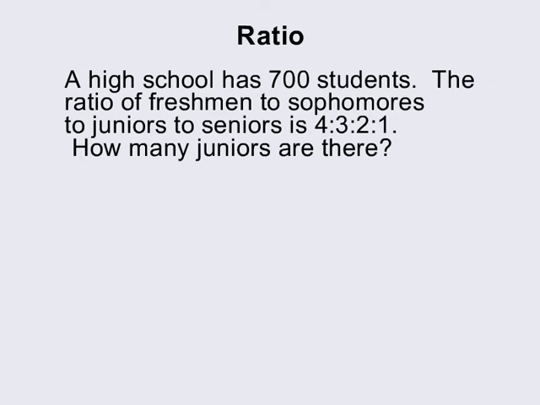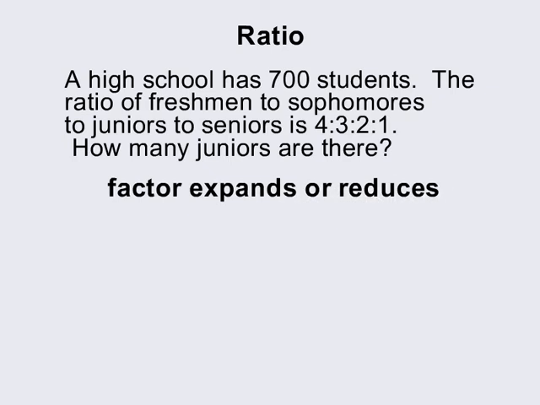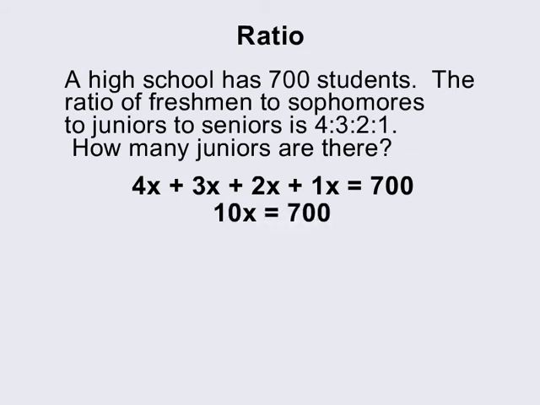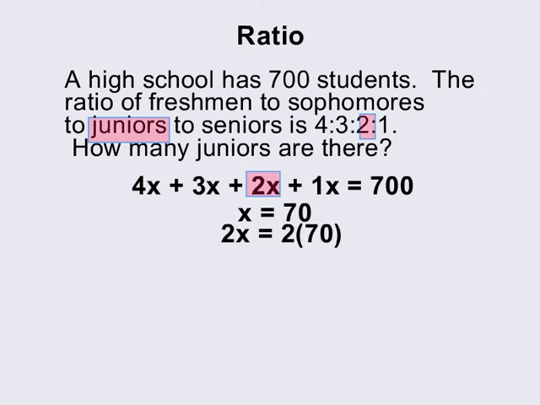Well, the key here is you've got to find the factor that expands or decreases the ratio to get to your total. So set up your ratio, 4 to 3 to 2 to 1, and we're going to multiply that ratio by a factor that inflates it to 700. We've got to find out what that factor is, so we solve, and we find that 10x equals 700, so x equals 70. Now the trick here is, normally we think of the juniors as being 3s, but here the juniors are the 2s, so we multiply 2 times 70, and we find out there are 140 juniors.